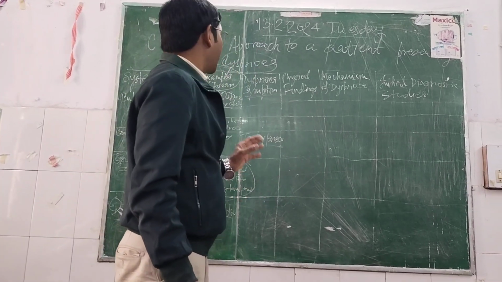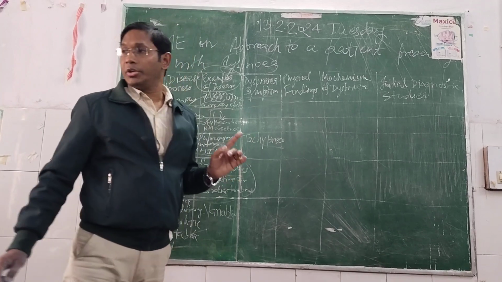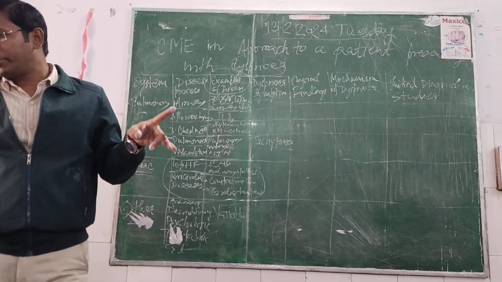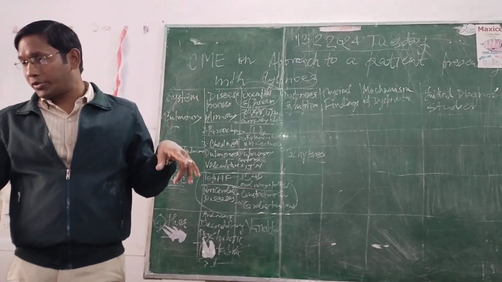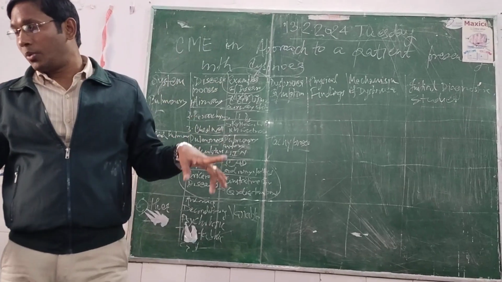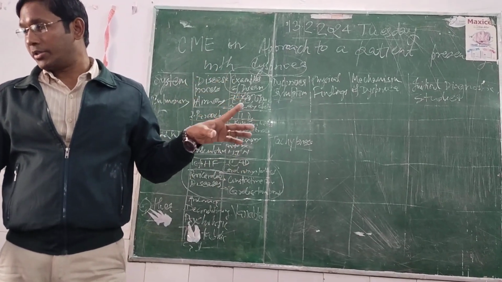Mechanism of dyspnea in case of cardiac disease: there is increased work of breathing, increased respiratory drive, hypoxemia, increased vascular and pulmonary receptor sensitivity.